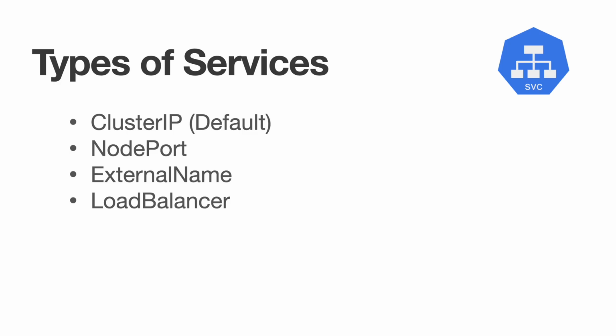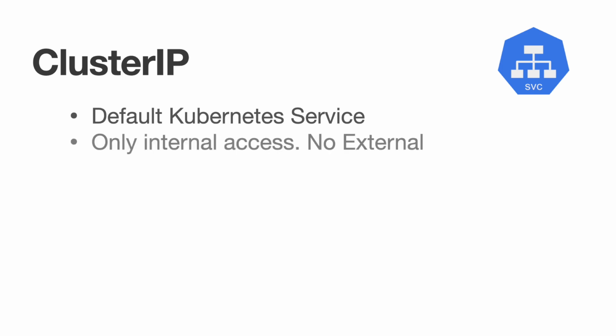When it comes to services in Kubernetes, we have cluster IP, node port, external name, and load balancer. Let's focus on cluster IP first, and then we'll learn about the rest. So cluster IP is a default Kubernetes service. When you create a service and you don't specify the type, the default is cluster IP. Now, the cluster IP type is used for internal access and no external.